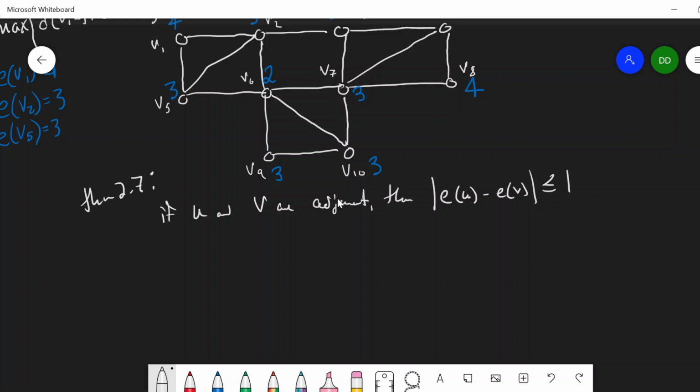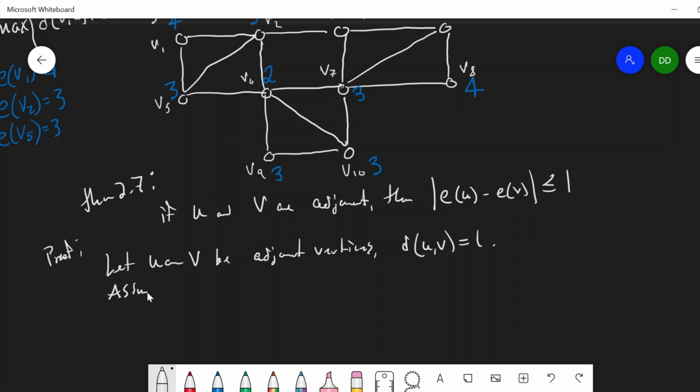In particular, we get to use the triangle inequality. So, okay, proof. Let U and V be adjacent vertices. In particular, the distance between U and V is 1. And we'll assume, without loss of generality, that the eccentricity of U is greater than or equal to the eccentricity of V. If not, I'll just swap U and V.